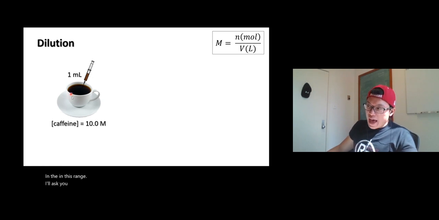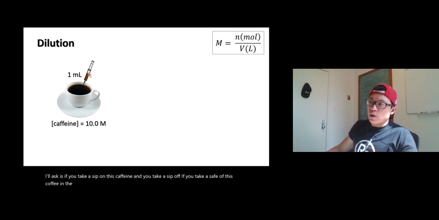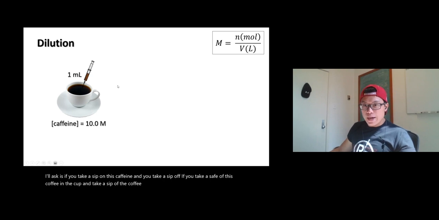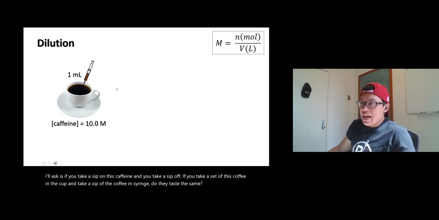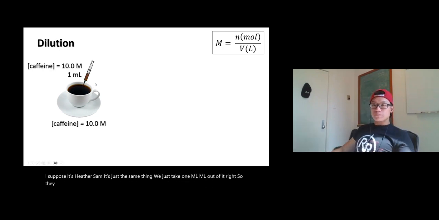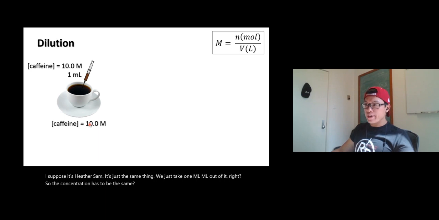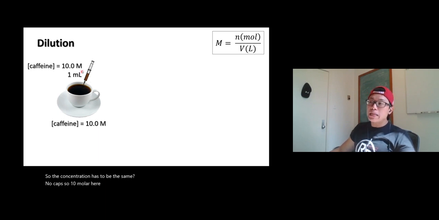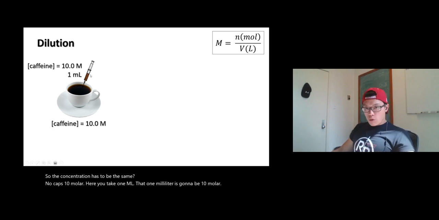If you take a sip of the coffee in the cup and take a sip of the coffee in the syringe, do they taste the same? Well, it's supposed to taste the same. It's just the same thing. We just take 1 milliliter out of it, right? So the concentration has to be the same. Okay, so 10 molar here, you take 1 milliliter. That 1 milliliter is going to be 10 molar. Now, what's the mole though?